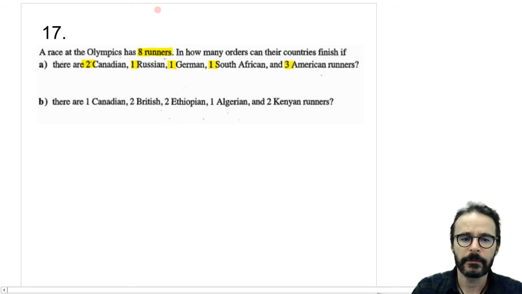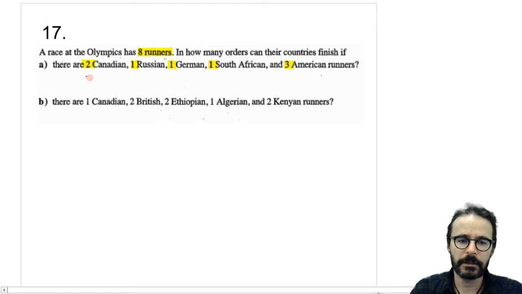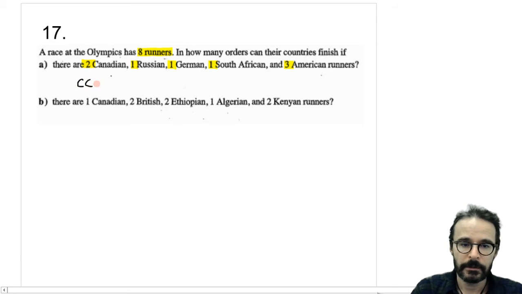elements here. So there are 8 people, and we're going to be labeling each runner by the first letter of the country they're from. So there are 2 Canadians, we're going to say they're C. There's 1 Russian, so it's going to be an R. There's 1 German, 1 G. There's 1 South African, which is S, and 3 American runners, so it's going to be 3 A's.